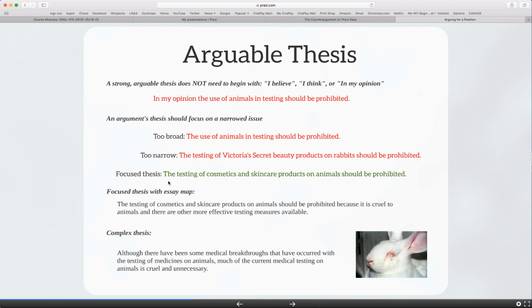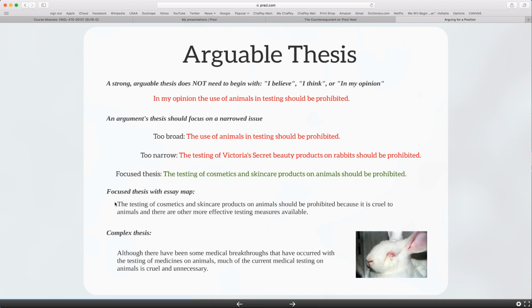So here's a focused thesis. The testing of cosmetics and skincare products on animals should be prohibited. Now, again, I can make that even a better version, right? Because I've narrowed now, instead of saying Victoria's Secret, I can actually say cosmetics and skincare products. So I could open it up to a whole bunch of different beauty suppliers and manufacturers, right? Perhaps I could even make this better by clarifying what kind of animals there. But again, remember, a working thesis is something you're going to keep tweaking and keep working on.